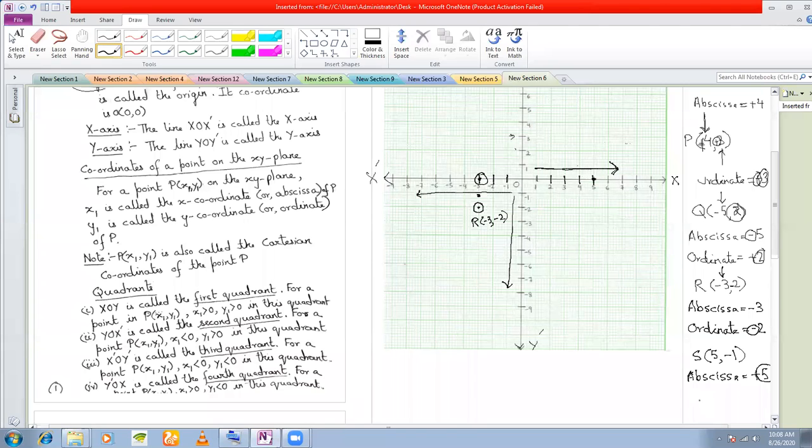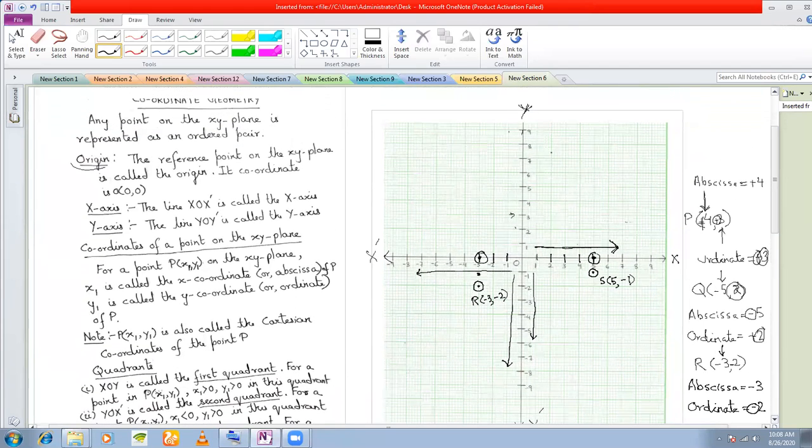Now we look at the y coordinate, or the ordinate. The ordinate here is -1. Because of the negative sign, we'll move in the negative direction of y this time. And how much distance do we have to move? We have to move 1 unit. And where did we stop? We stopped at this 5 here, right? So from this 5, we move only 1 unit down. So this is my point S, which is (5, -1).